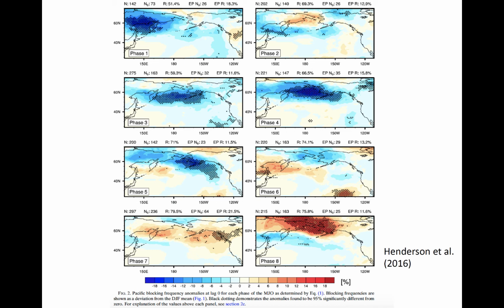Blocking refers to the formation of high-amplitude ridges that reduce or eliminate the zonal flow that guides the typical storm track at mid-latitudes. Each panel therefore represents the change in blocking frequency from a long-term mean when convection in the MJO is located in a certain location consistent with the phase listed. So we're working from phase 1 to 2 to 3 to 4 and so on down the figure.